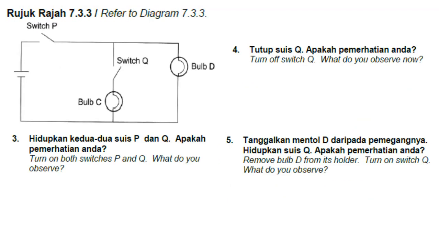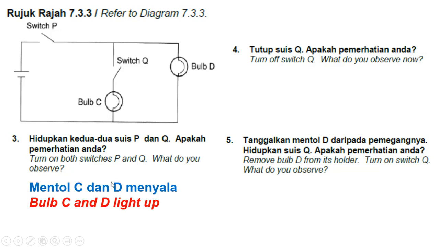We have another circuit. This time we have bulb C connected in parallel with bulb D. Turn on both switch P and Q. What do you observe? Current flows from the battery and separates into this path and this path, one through bulb D and another through bulb C. So both bulbs C and D will light up.